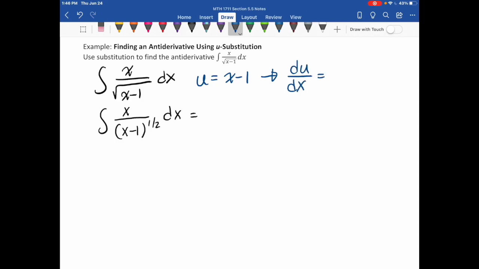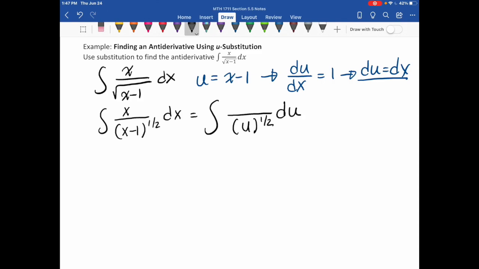Now when I take the derivative of u, I'm going to do it with respect to x. du dx is equal to, now I have the derivative of x, which is 1, and then the derivative of -1 is just 0. When I multiply both sides by dx, I get that du is equal to 1 dx. So when I go to make my substitution, downstairs, I'm going to have u to the 1/2. I can do a direct substitution for dx and write it as du because we found that du was dx.